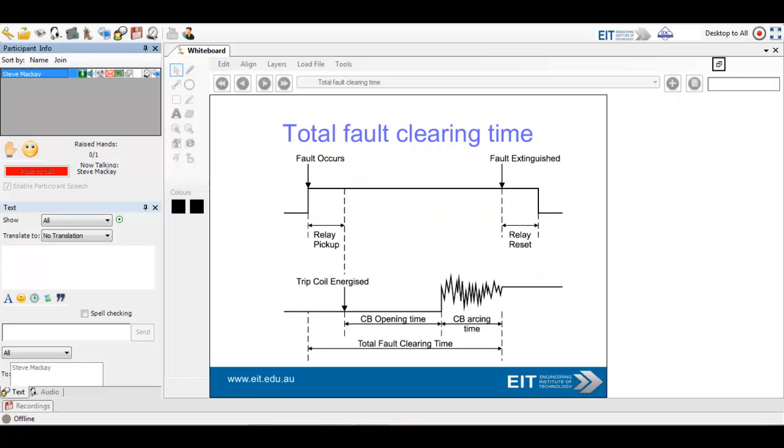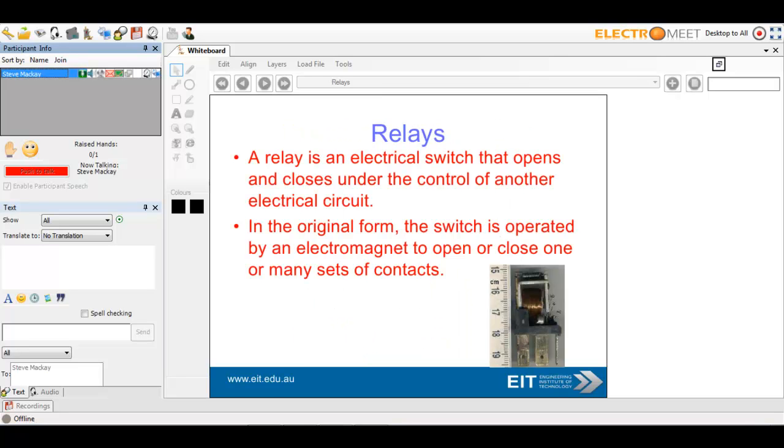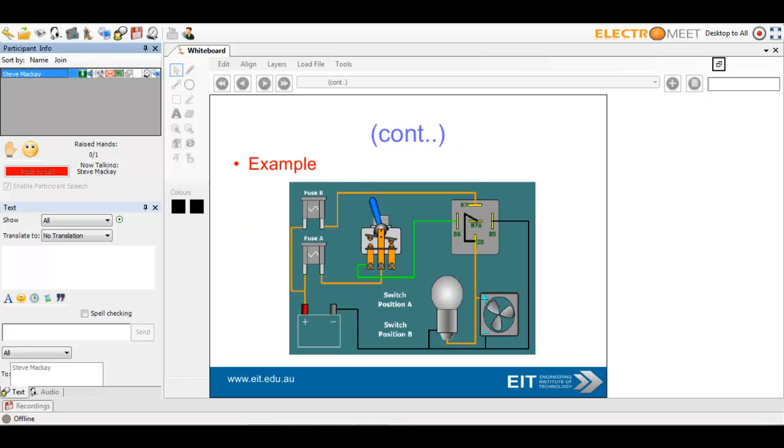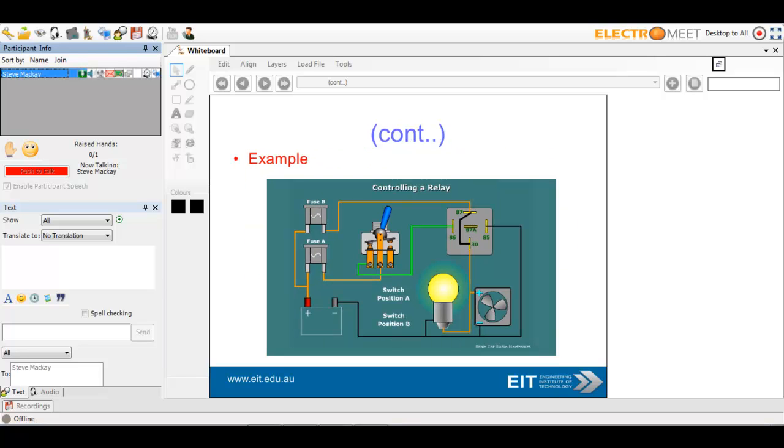Here's an example of fault clearing current. The fault occurs here. The trip coil is energized. And that's the time for the circuit breaker to open. I've just sketched it out. There's a bit of arcing as the contacts separate. And then you've got the fault broken at that point. So the total fault clearing time is from there, when the fault occurs, to there, when the breaker actually opens. Relays are the way to trigger the circuit breaker to open.